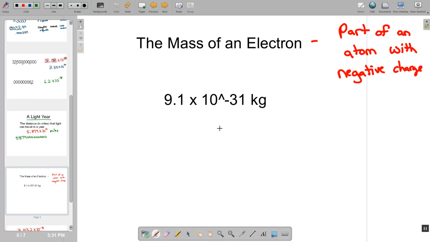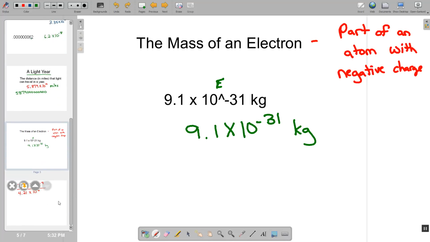Another example of this would be the mass of an electron. An electron is a part of an atom with a negative charge. So an atom, very, very, very, very small. An electron, even smaller. Sometimes you'll see these exponents written like this. This caret means exponent, or e to the negative 31. So we would write this number as 9 and 1/10 times 10 to the negative 31 kilograms, which is barely anything, absolutely minuscule. And I'm not even going to write this out because it's going to be 30 zeros, which is intense.